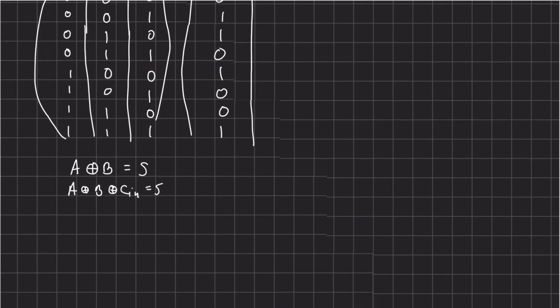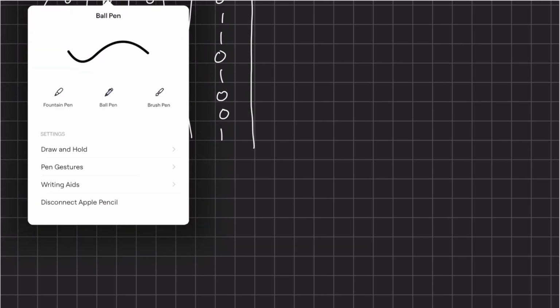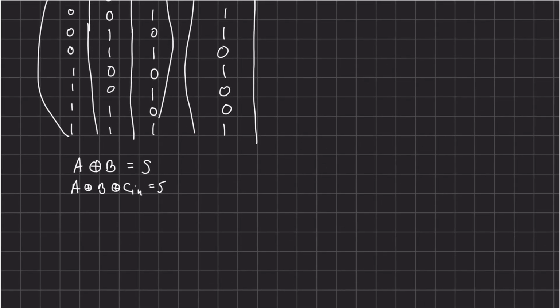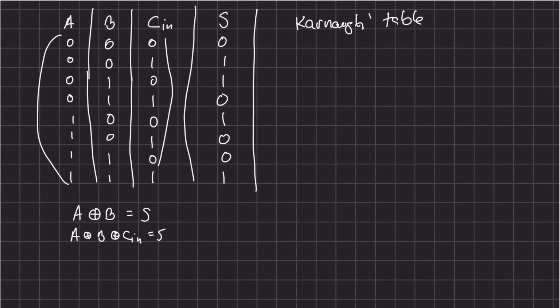Good. Now, let's look at the carry, and what we will discover is that it's a little bit more complicated, and we will introduce the Karnaugh table. Karnaugh, I think it's like that. Sorry, there might be a T somewhere. Table. Okay. So before doing the Karnaugh table, we will do the truth table.